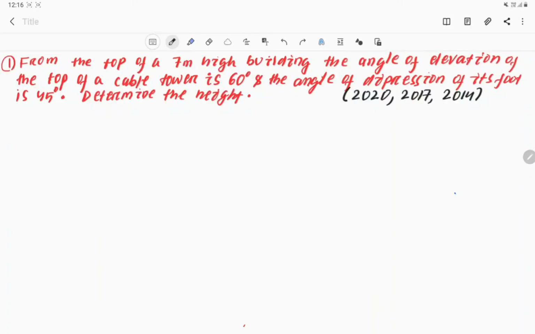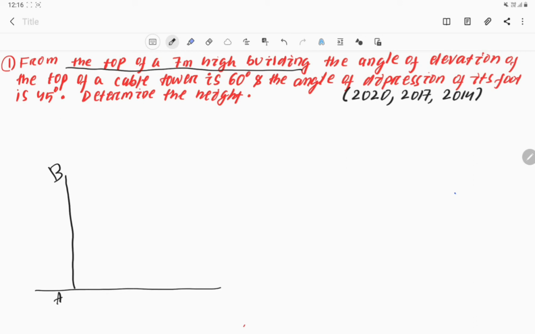So here it is given from the top of a 7-meter high building. So let's make a building. Let's say this one is a building and it stands on a base. Let this one be the base, and let the name of the building be AB.